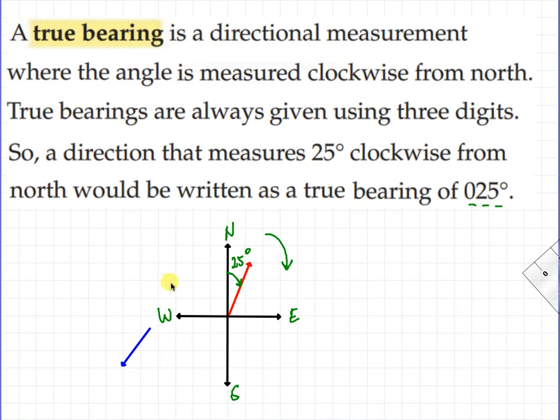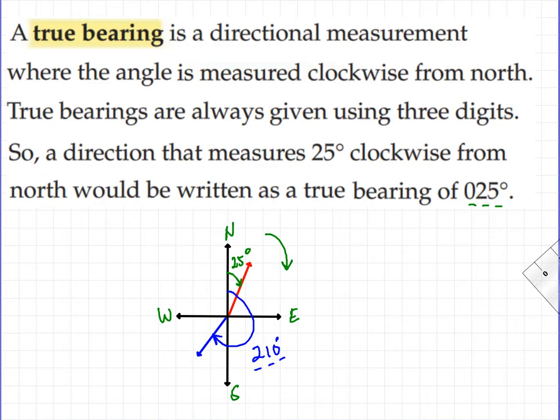Let's say for this vector, what's the true bearing? To find the true bearing, we need to know the angle from north clockwise all the way down to this arrow. This is kind of 210, let's say. So the true bearing of this vector is 210, 3 digits. The quadrant bearing is between 0 and 90, so it's always 2 digits. Okay, so those are the ways to describe the direction of a vector.